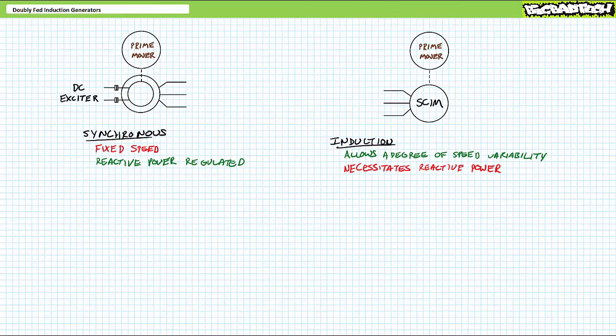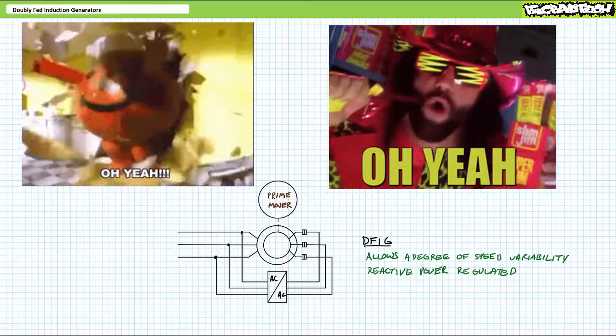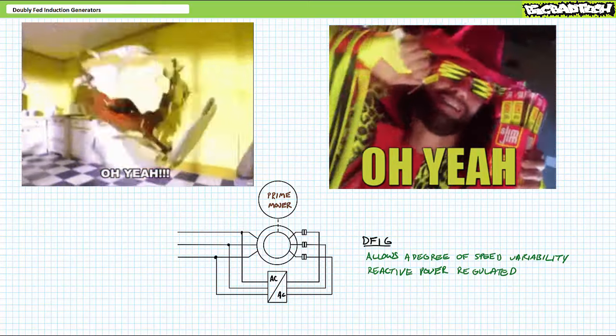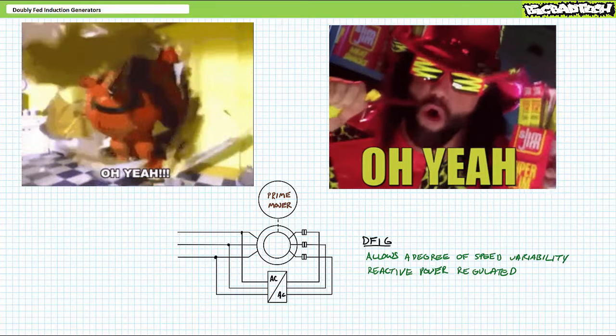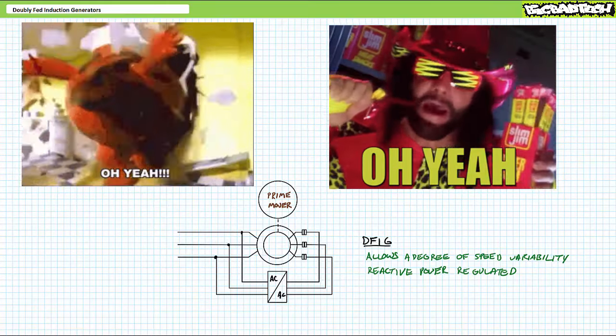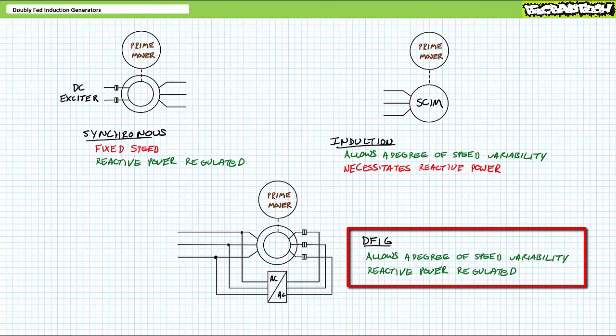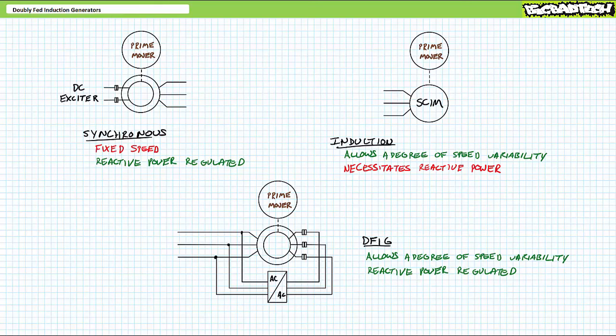and control of reactive power? It's at this point in the show, D-Fig busts through the stadium wall like the Kool-Aid Man, climbs to the top ropes, and does a backflip into the ring accompanied by the Scorpions song, Rock You Like a Hurricane. D-Fig is the ideal third option, the best of both worlds, one which offers both a degree of speed variability and control of reactive power. For this reason, a significant number of modern horizontal axis wind turbines make use of this style of generator.